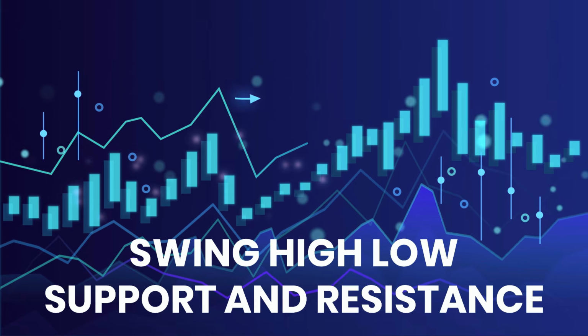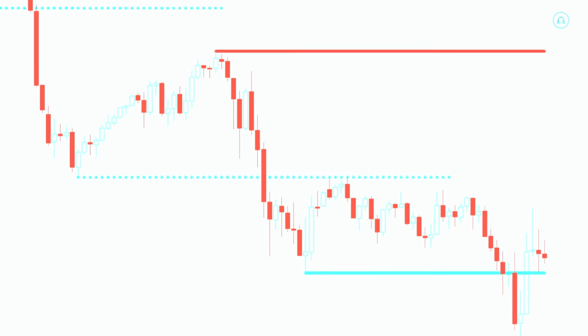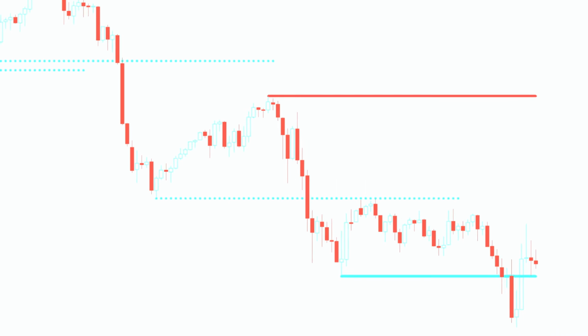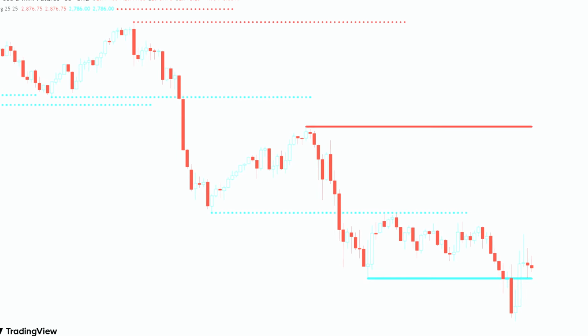Alright, let's get started with the first tool we're using. It's called Swing High-Low Support and Resistance Indicator. This indicator is great because it automatically plots key levels on your chart where the price has turned in the past, helping you see where breakouts might happen. To add it to your chart on TradingView, here's what you do.